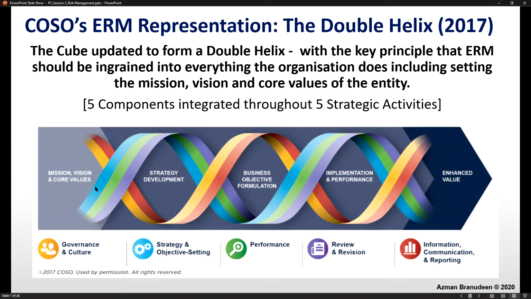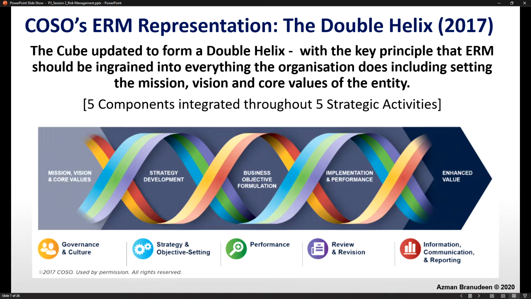Mission, vision, and core values is where everything starts. Then strategy development, objective formulation, implementation and performance, and enhanced value. Whereas the 5 components are: governance and culture, strategy and objective setting, performance, review and revision, information, communication, and reporting. So basically, you're supposed to conduct all the 5 strategic activities by applying all the 5 components.